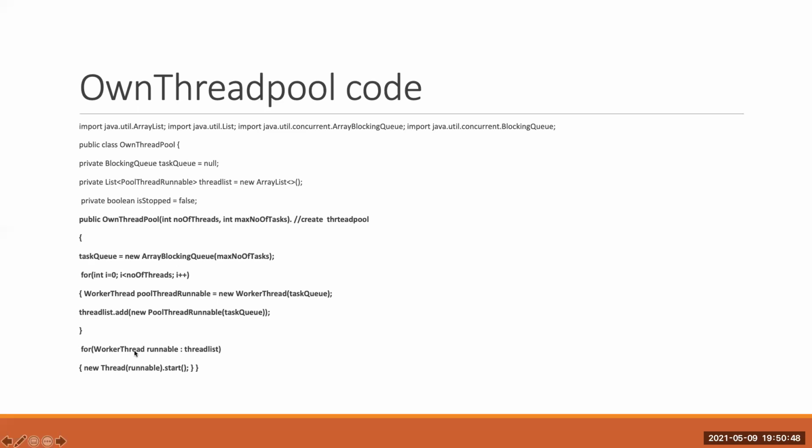So here I'm creating the worker thread, which is a runnable, and I'm starting the thread. So now what will happen? The thread pool object got created, and the task list, meaning a blocking queue, got created for the task queue. Based on the input, five or six worker threads will be created, and those worker threads are started. They're in runnable state now.